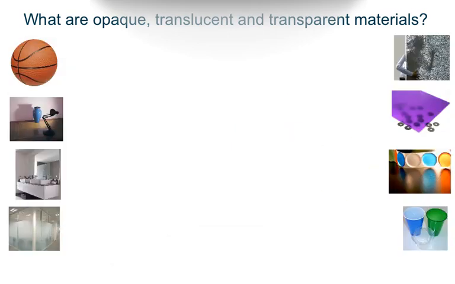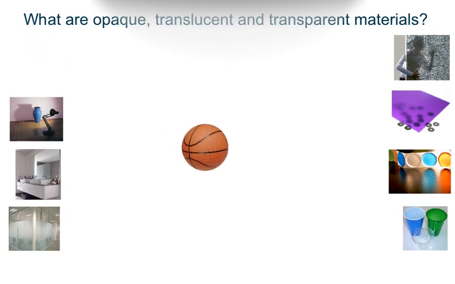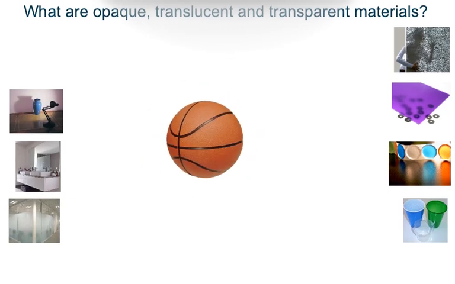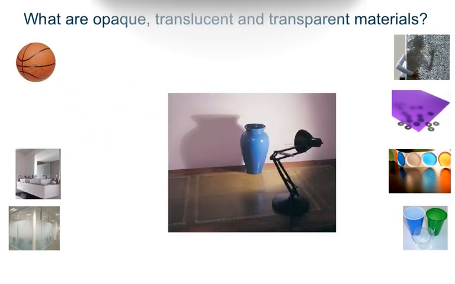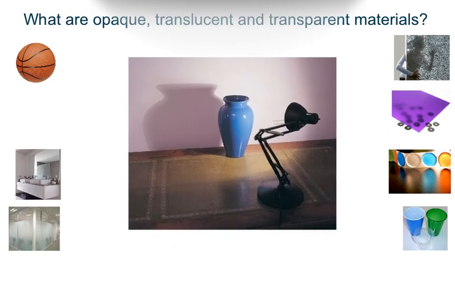And in our everyday life, we always encounter opaque, transparent, and translucent materials. For example, the ball here is made of an opaque material. The vase in the picture here, as well as the wall, the floor, and the lamp, are all made from opaque materials.